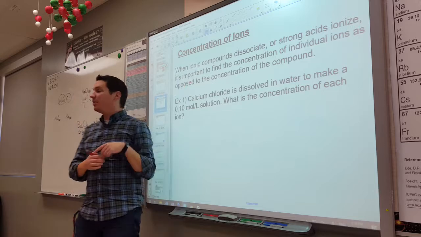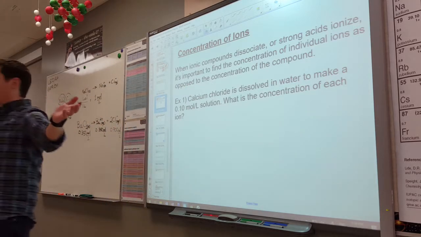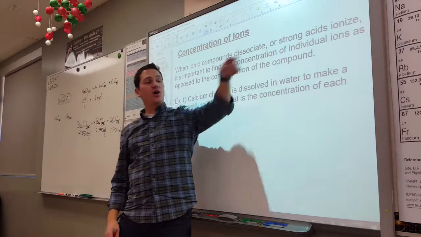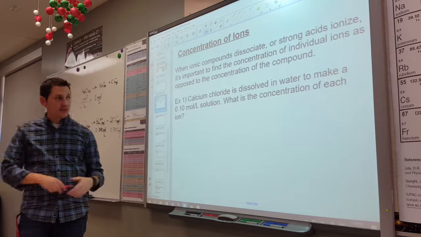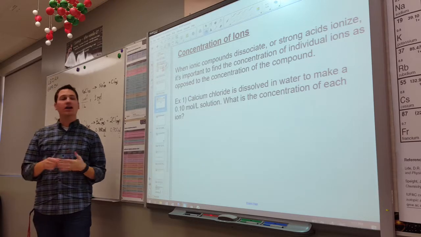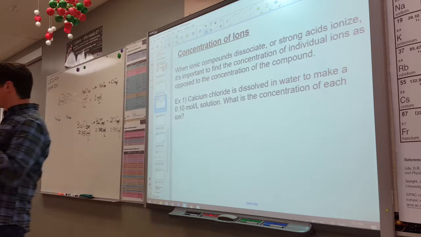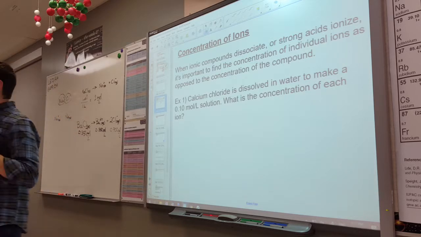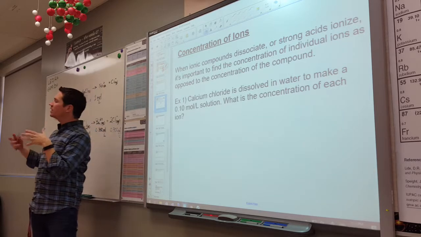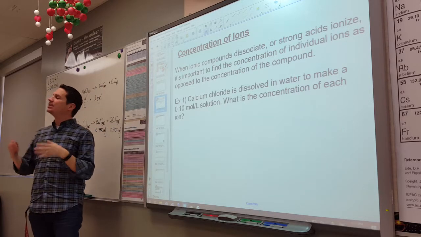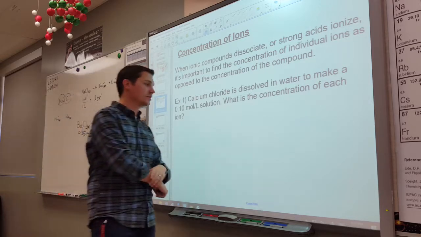So, when ionic compounds dissociate, read into that word, split up, right? And when strong acids ionize, again, when they split up, it's important for us to understand what the concentration of the individual ions are, because it's the individual ions that actually end up reacting with other things. It's not the solute itself that reacts, it's the individual ions. So it's important for us to understand those concentrations.